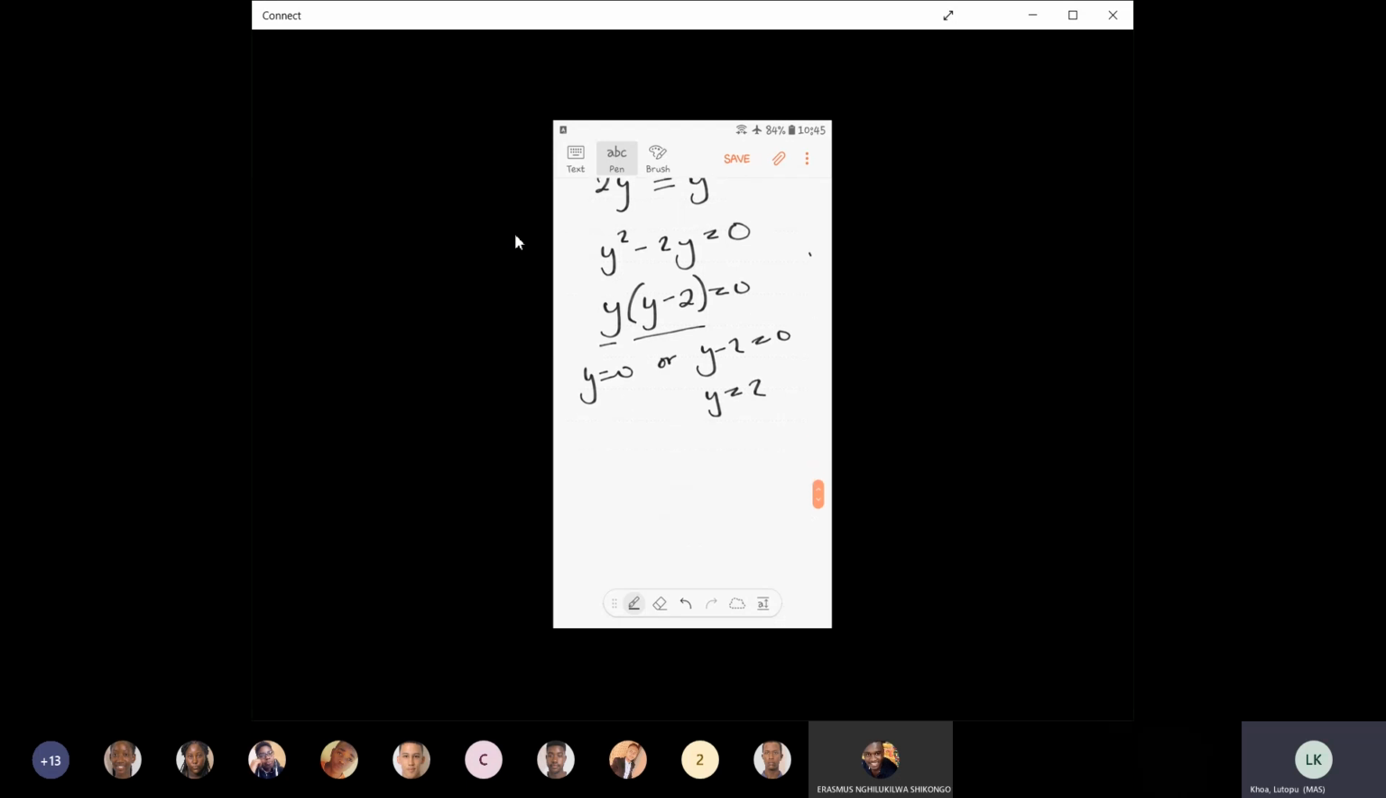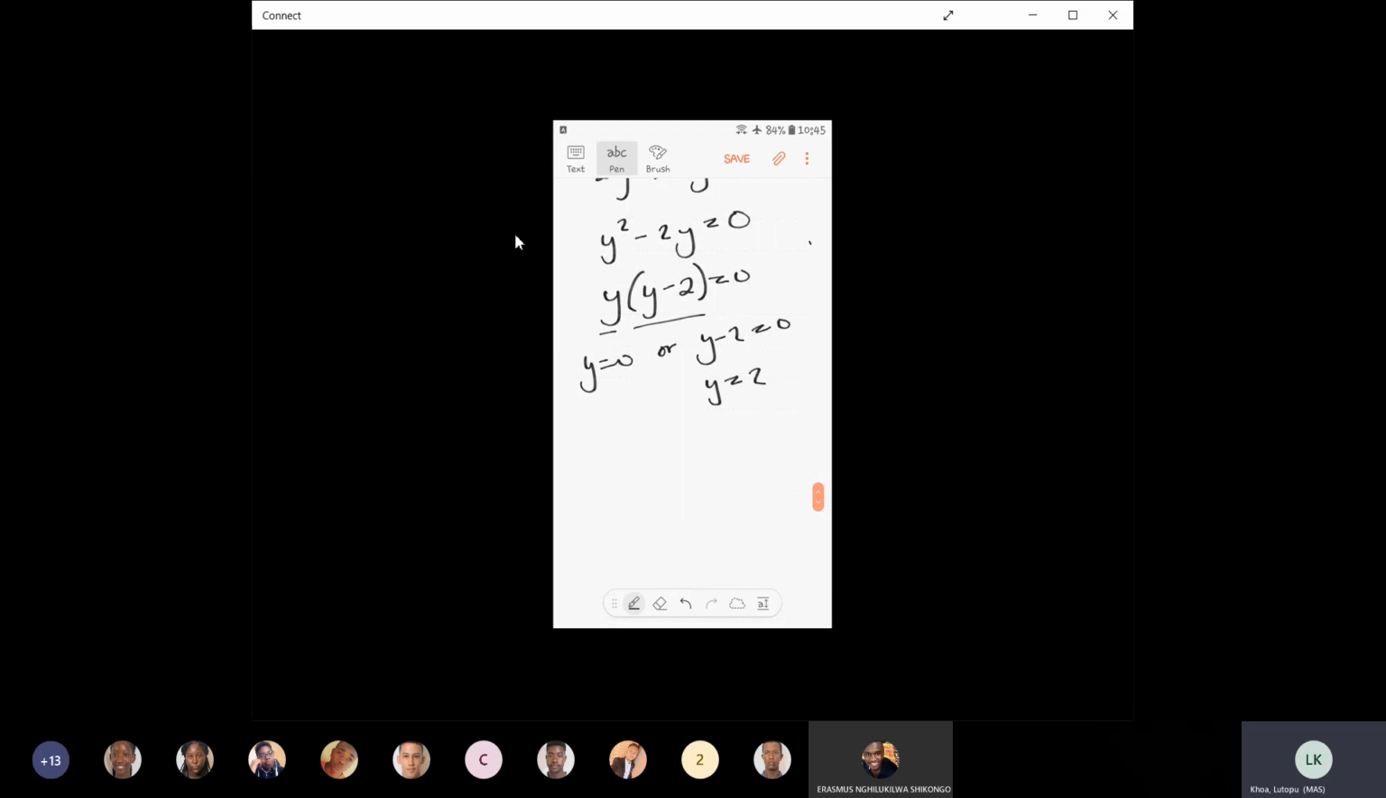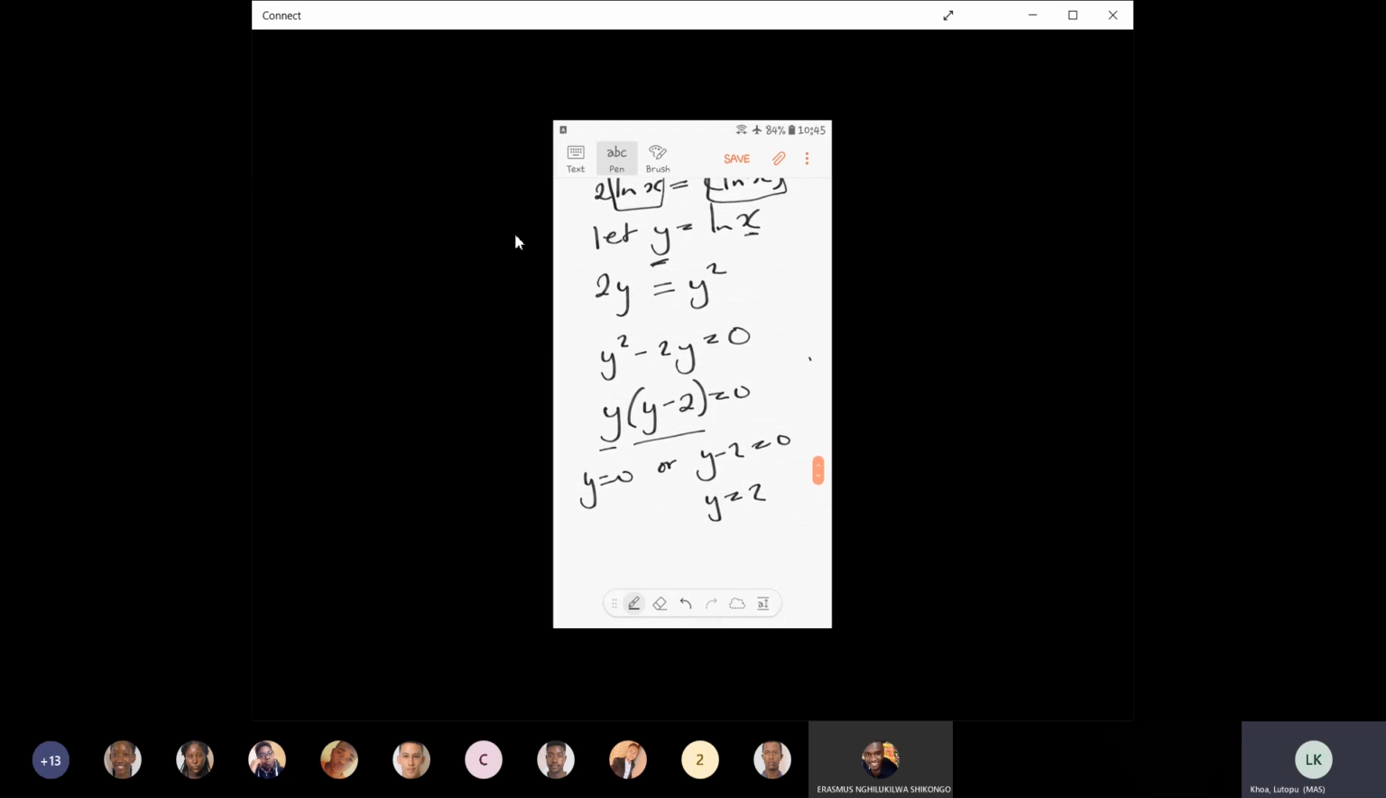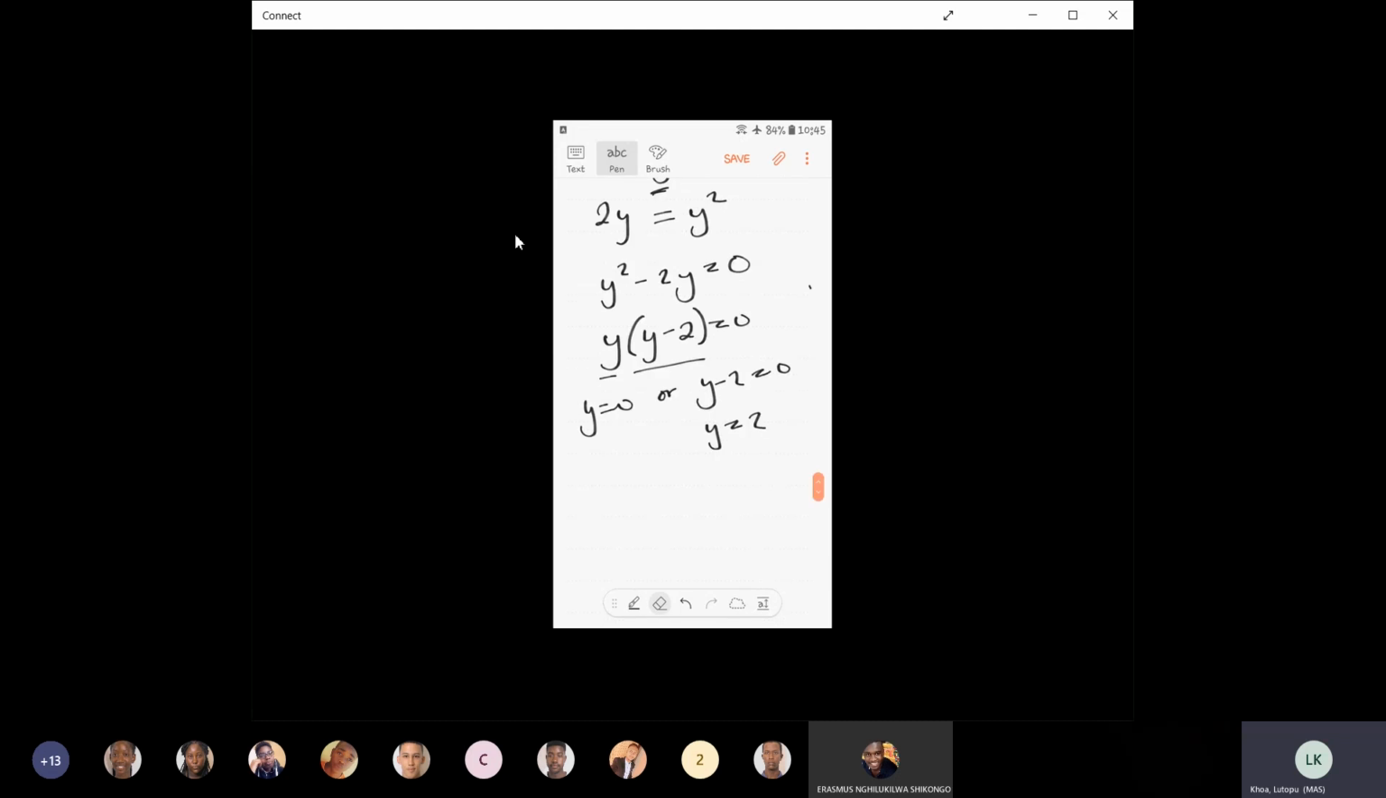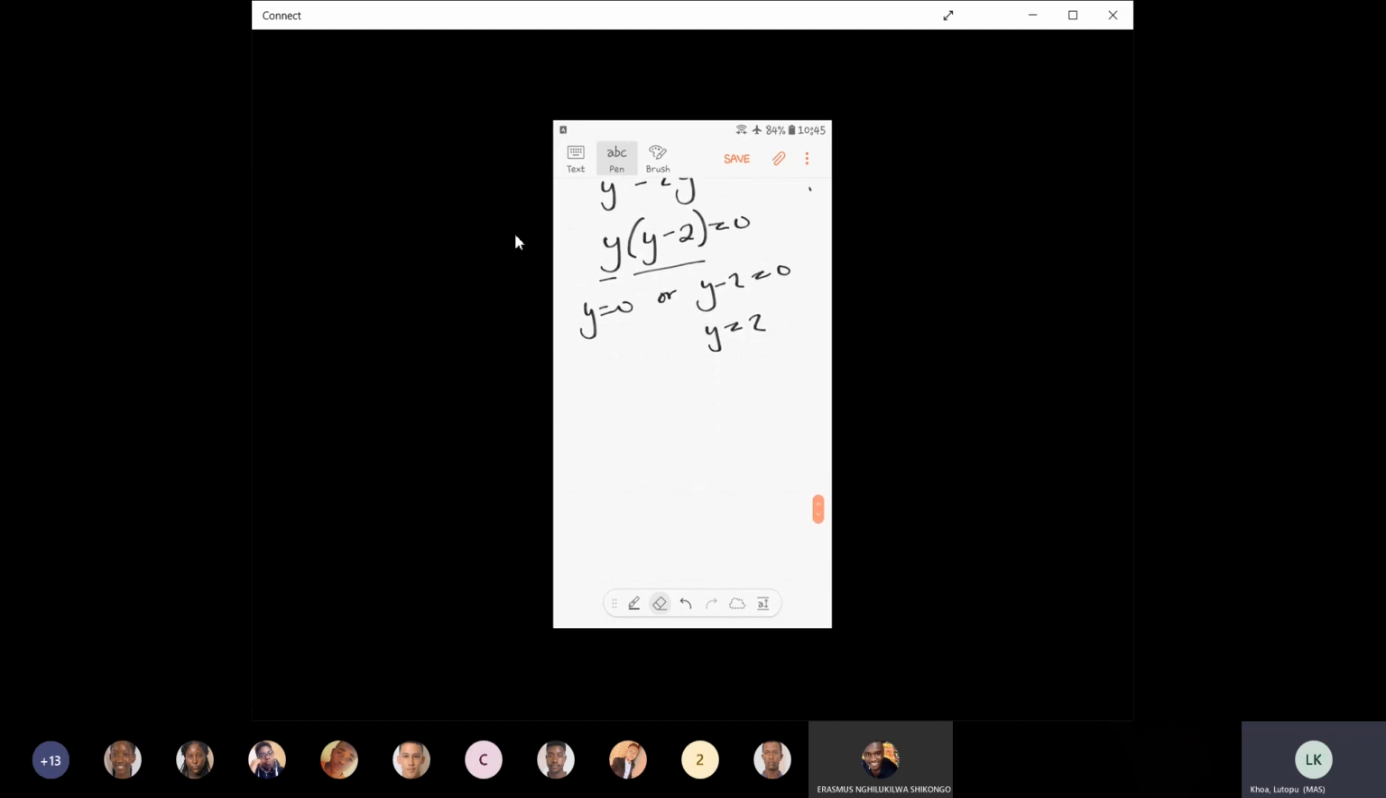But remember, in the question there was no y. I'm the one who put y there, so I need to go back and unsubstitute. So over here I said y is equal to ln of x, so I'm going to replace this y with ln of x. So I have ln of x is equal to 0 or ln of x is equal to 2.